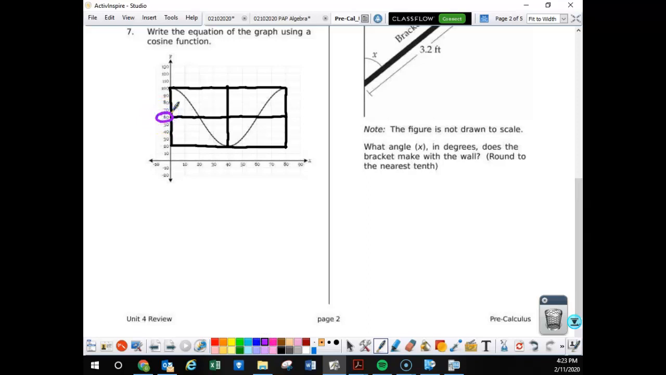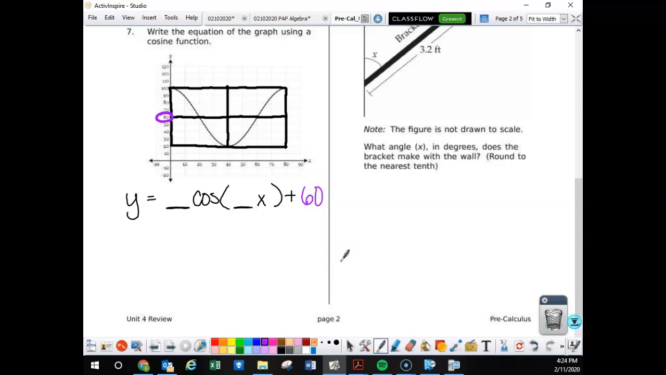So for sure, I know it's going to be some cosine function of x. I have to figure out what the period is. So let's say this is the period x. And it's 60, so I know this is positive. And then this is our amplitude. Let's say this is y equals. Okay. So our midline is 60, so that means it's going to be plus 60, because it shifts up 60.